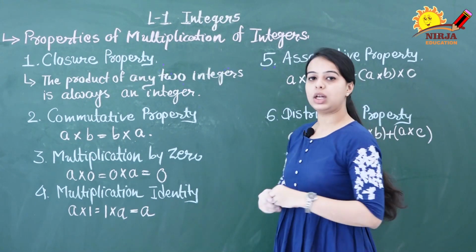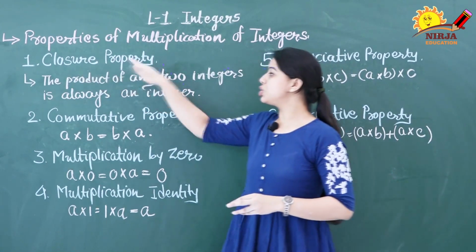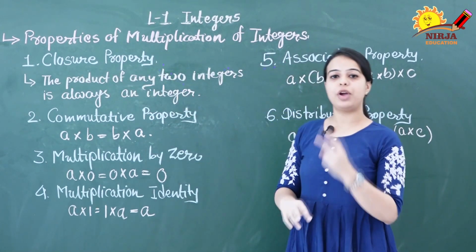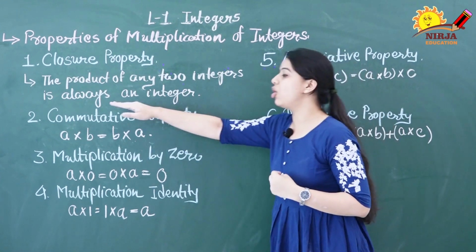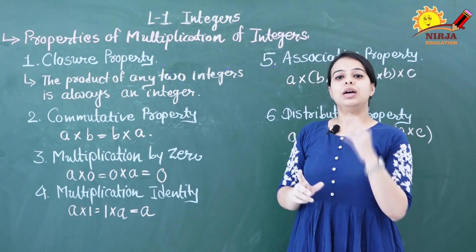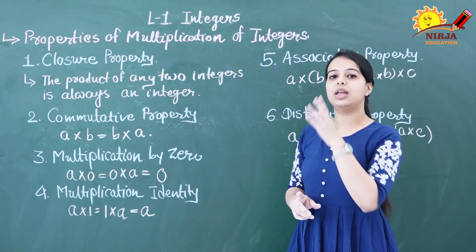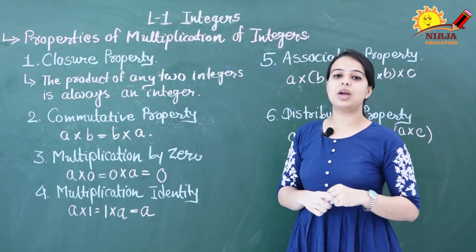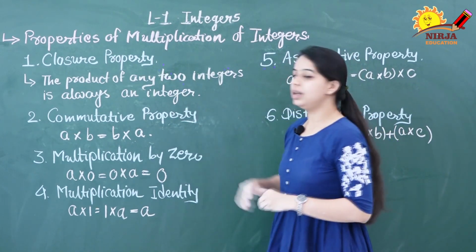Now let's see quickly. First one is closure property. The closure property states that the product of any two integers is always an integer. If we multiply integers a and b, then the product, the answer that we will get, is also going to be an integer only.